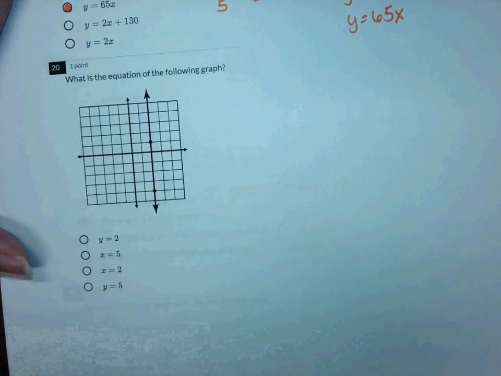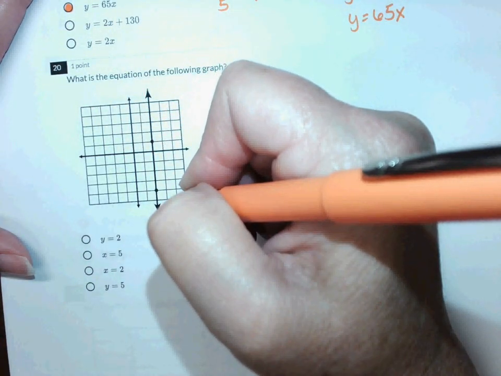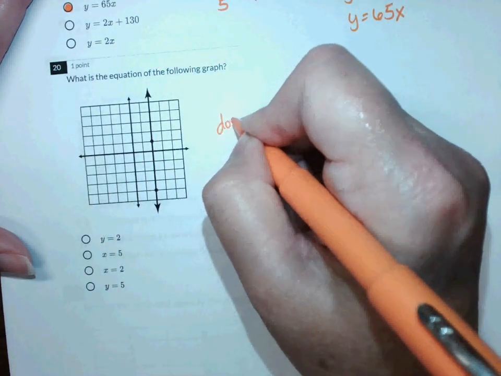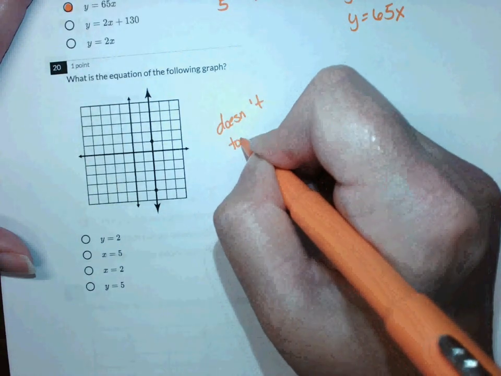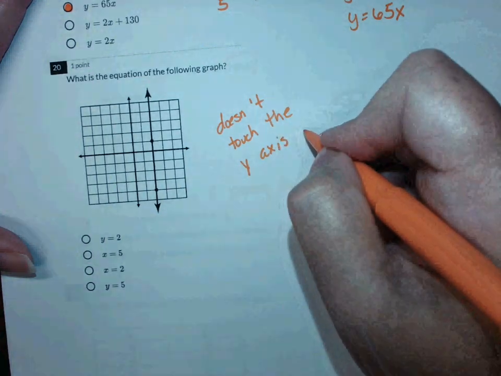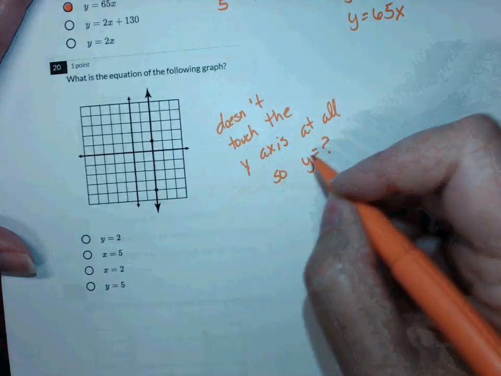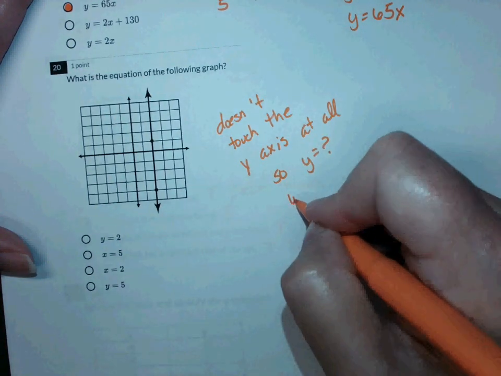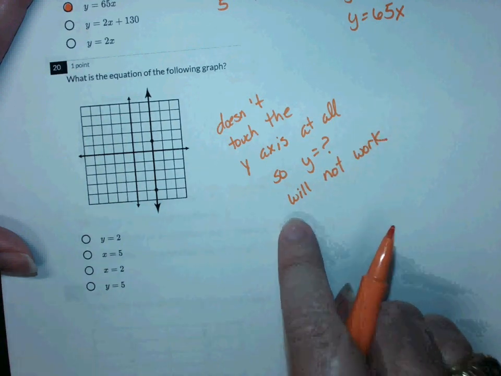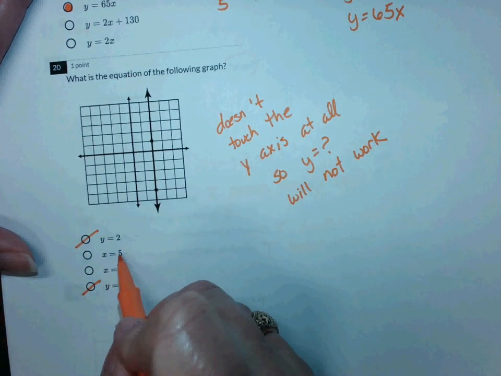What is the equation of the following graph? So I see this line, and I see that it is not touching the y-axis at all. So y equals something will not work. So I'm going to get rid of my y equals. Okay, so it's one of these, x equals 5 or x equals 2.